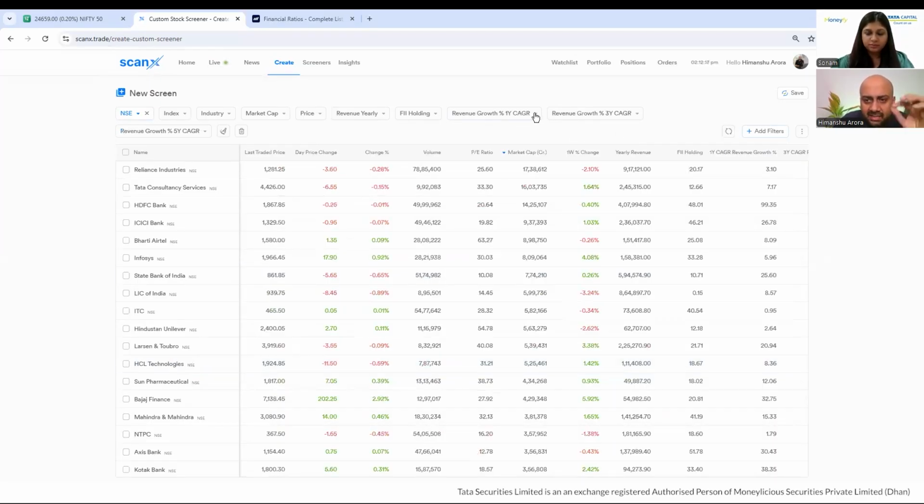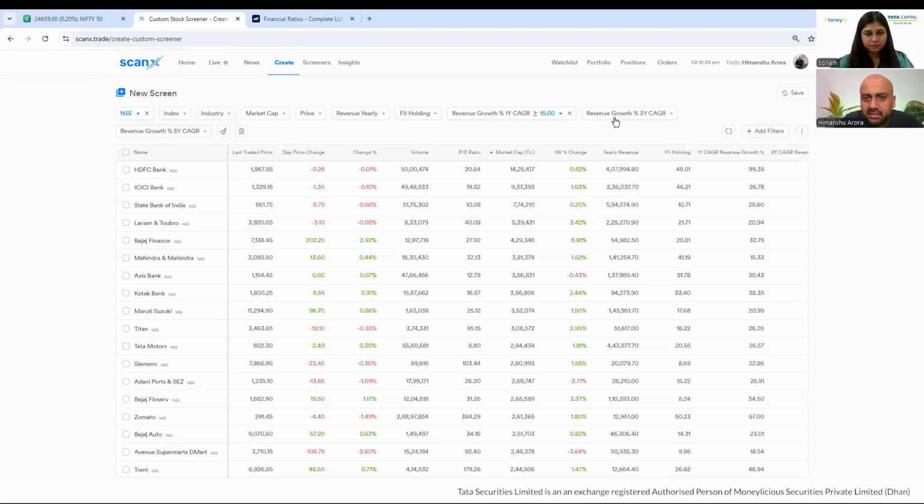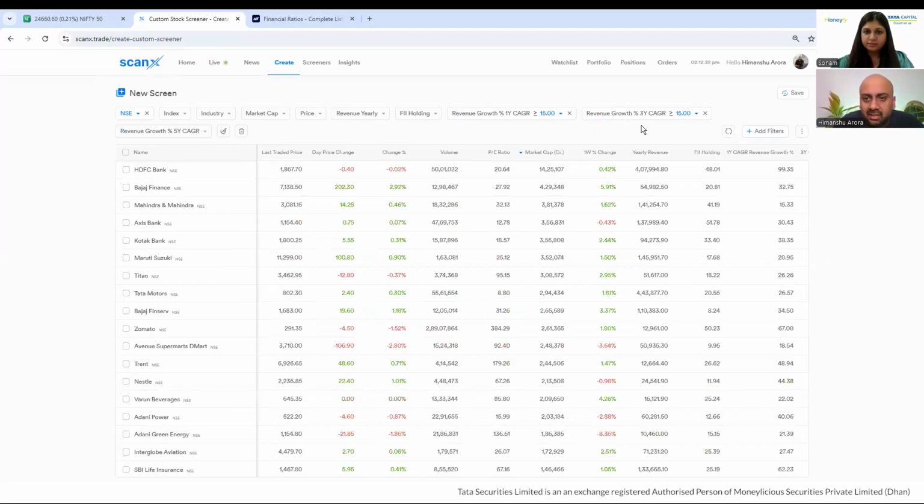So I just clicked on those buttons. I want the companies which have grown in the last 1 year by 15%. Out of that, I want to shortlist only those companies which have been growing consistently at 15% for the last 3 years also, and the last 5 years also.